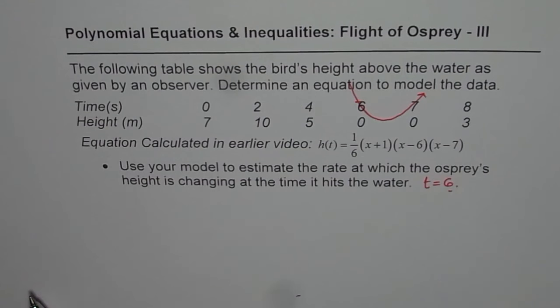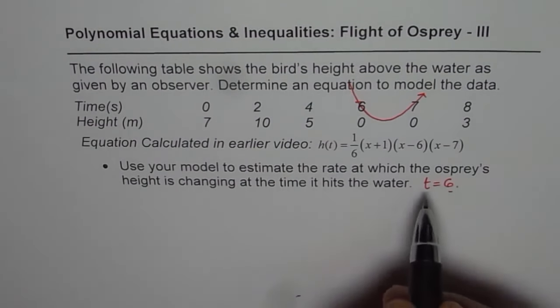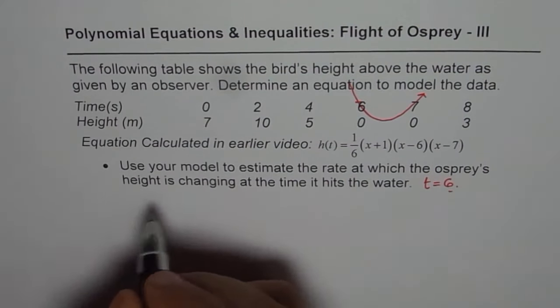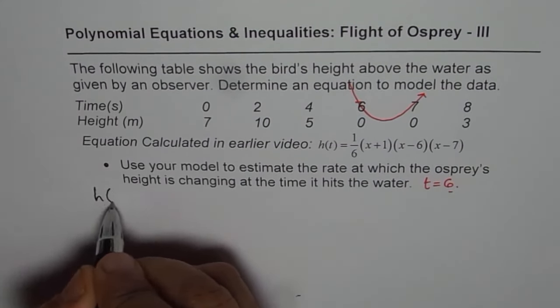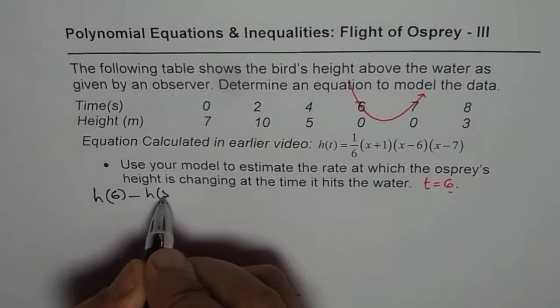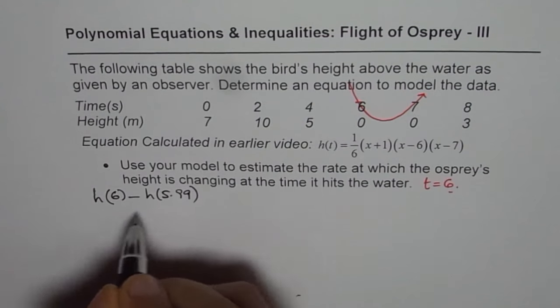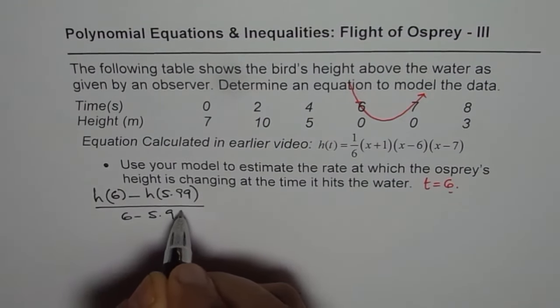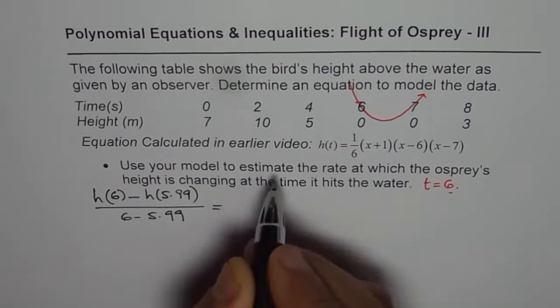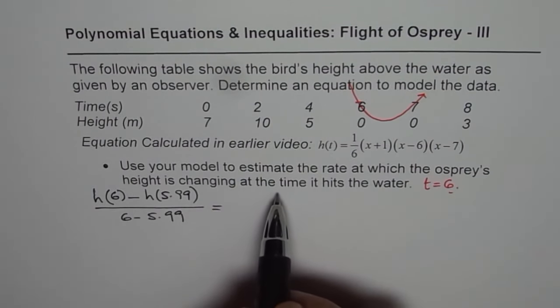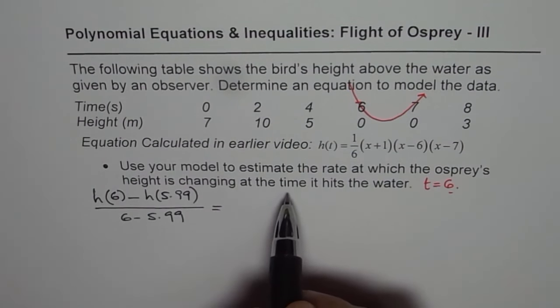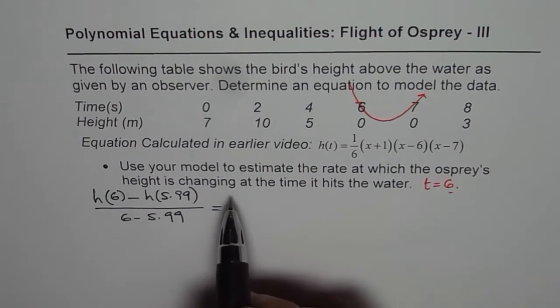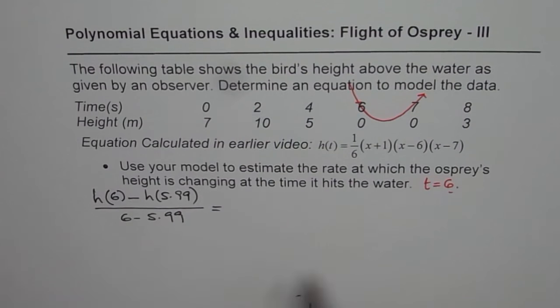So at the time when it just hits the water, we can take the preceding rate of change at this moment. That is to say that the rate of change will be h of 6 minus h of 5.99, divided by 6 minus 5.99, correct? So that should give us the rate of change of height at the time when it hits the water. So that is what we need to calculate.